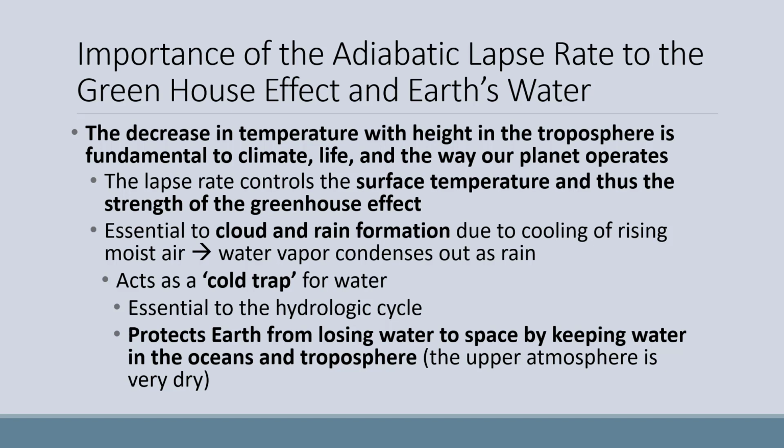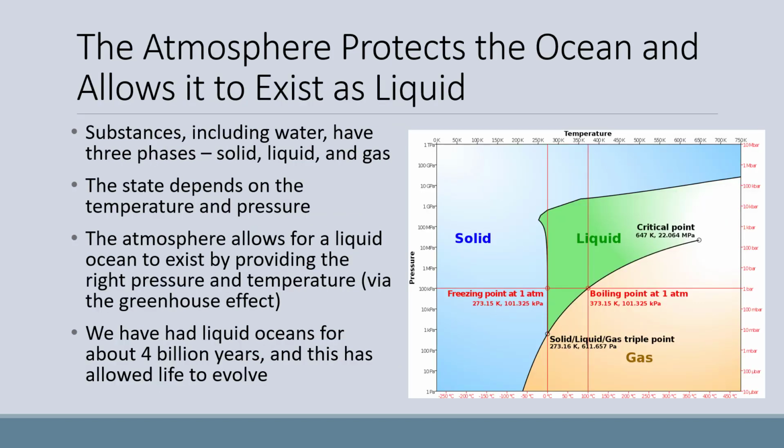So cooling temperatures in the troposphere essentially act as a cold trap for water. This is essential to the hydrologic cycle, which we will learn about in another lecture. It also protects Earth from losing water to space by keeping water in the oceans and the troposphere. The upper atmosphere is actually very, very dry. The atmosphere protects the ocean and allows it to exist as liquid.